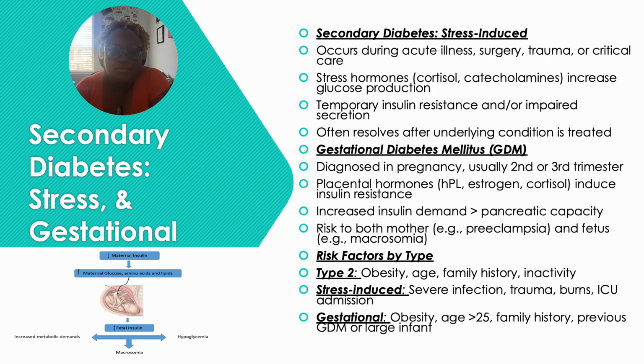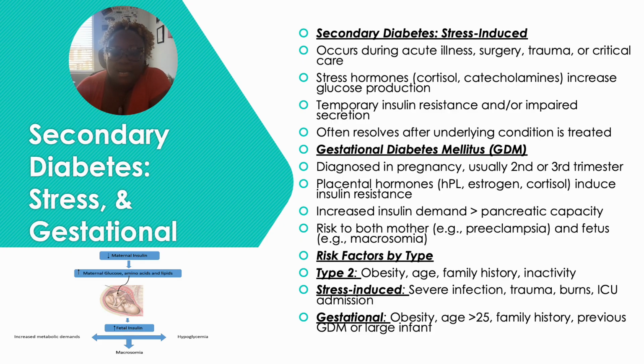Moving on to gestational diabetes, or GDM. It's diagnosed in pregnancy, usually the second or third trimester. Placental hormones, your estrogen and cortisol, induce insulin resistance, increased insulin demand, and strain on pancreatic capacity, with risk to both the mother, for example, preeclampsia, and the fetus.